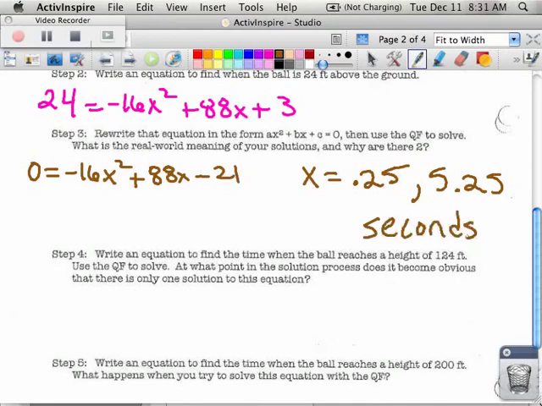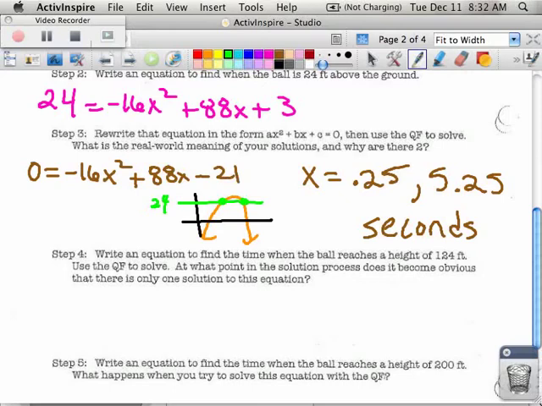So I know that my ball is going to be 24 feet, the height that is, in the air, 0.25 seconds after I hit it, and 5¼ seconds after I hit it. Because remember, this is a parabola, probably opening upside down, because there was a negative in the beginning. So it looks like this, and what's happening is it's crossing the x-axis in a couple of spots, but it's hitting the 24 feet height in 2 spots. And those 2 spots are 1/4 second and 5¼ seconds.